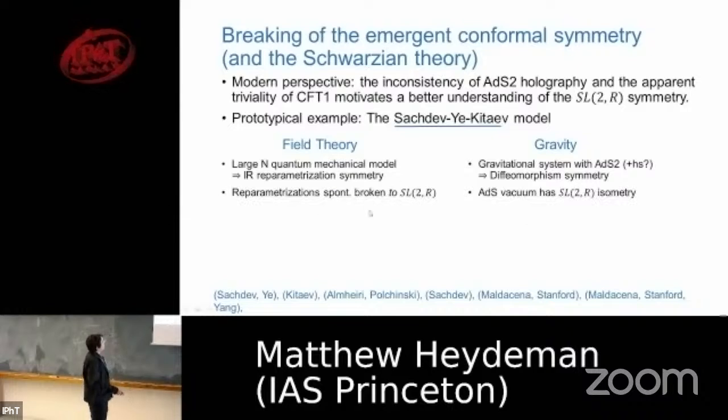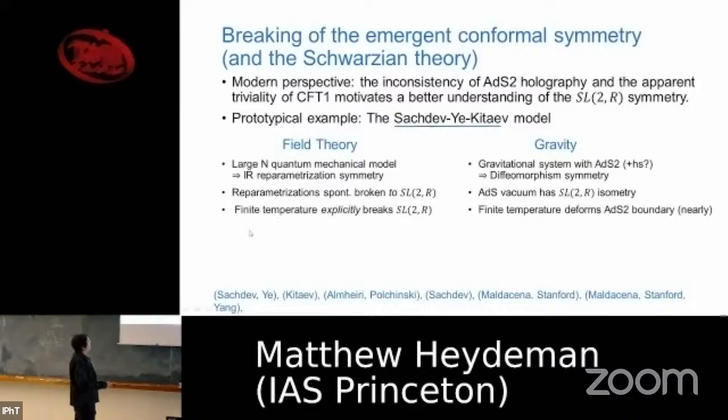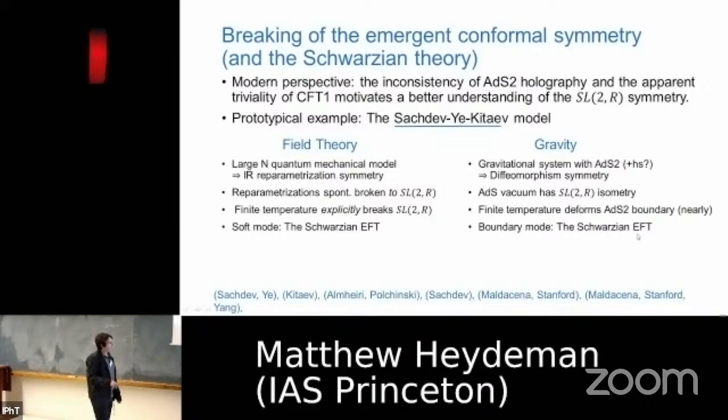Now, these reparameterizations are spontaneously broken to the conformal group because correlation functions will be conformally invariant in general, but not reparameterization invariant, which is like saying that the choice of an AdS vacuum of my gravitational symmetry has an SL2R symmetry. So I break the diffeomorphisms by picking an AdS2 solution. However, as I said, we want to go to finite temperature. Turning on finite temperature explicitly breaks the SL2R. And on the gravity side, the finite temperature deforms this AdS2 boundary, giving me nearly AdS2. So then when I ask, what is the mode that captures the breaking of this SL2R? On the field theory side, one could find, in solving SYK for instance, the Schwarzian theory. And on the gravity side, the extrinsic curvature evaluated on this wiggly boundary gives me this Schwarzian EFT.